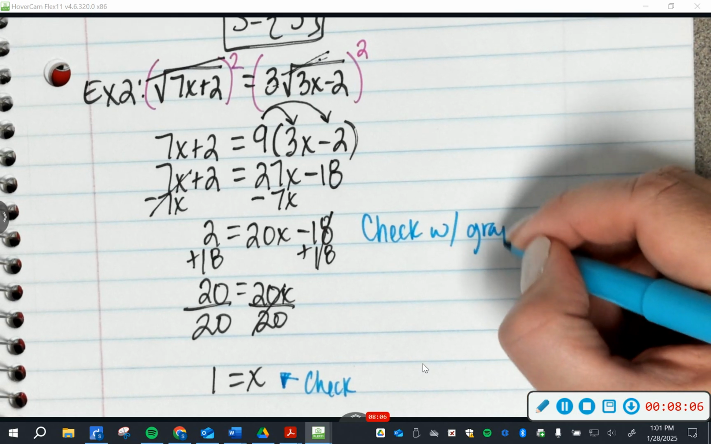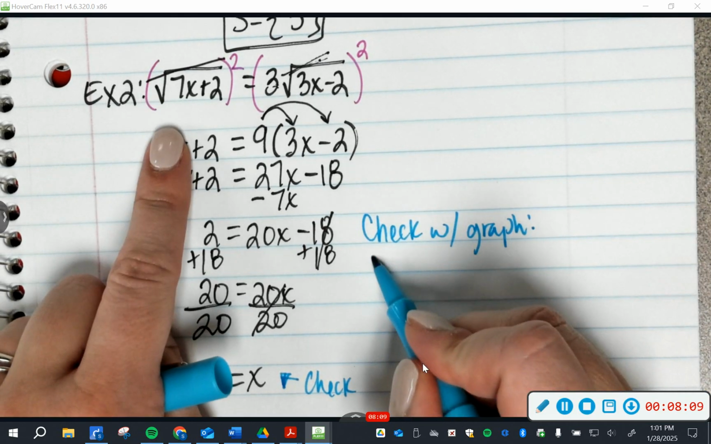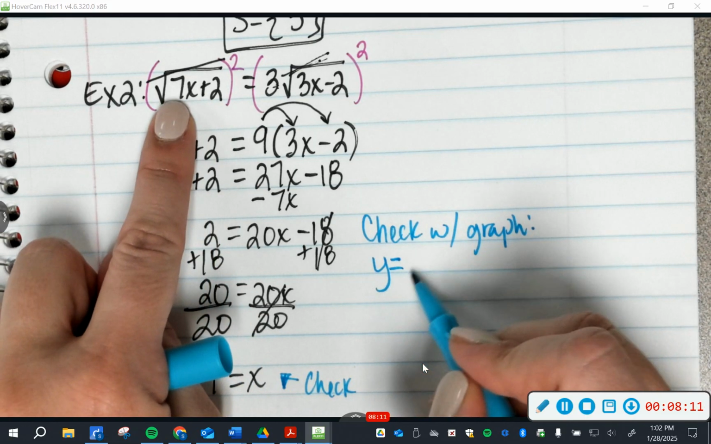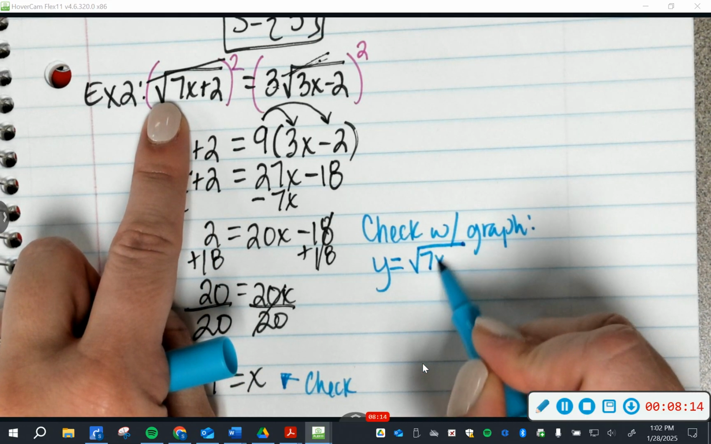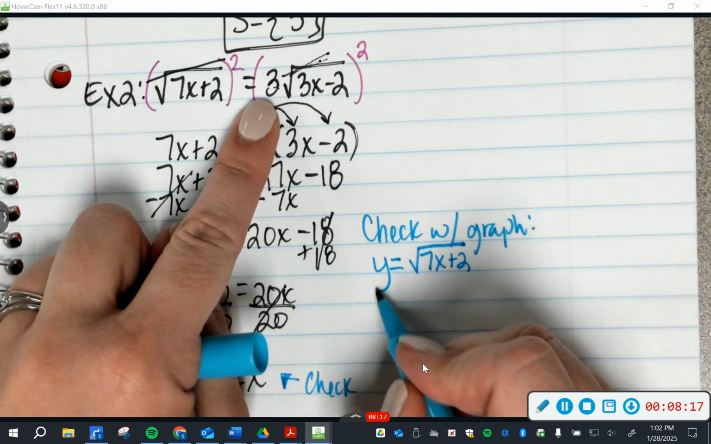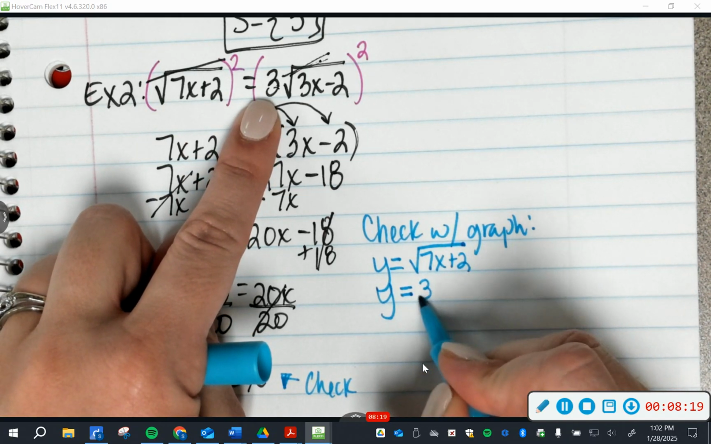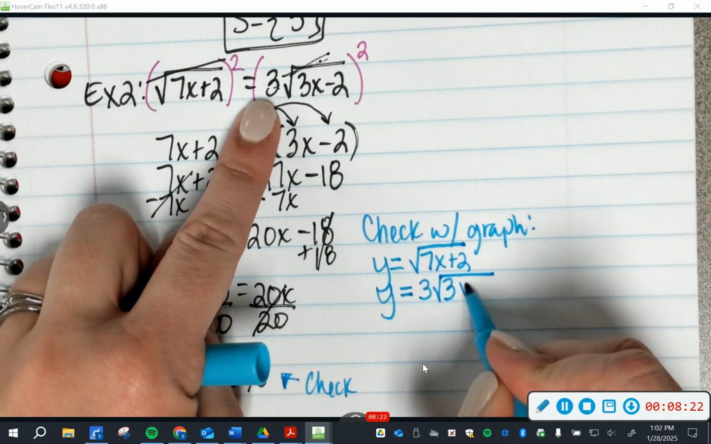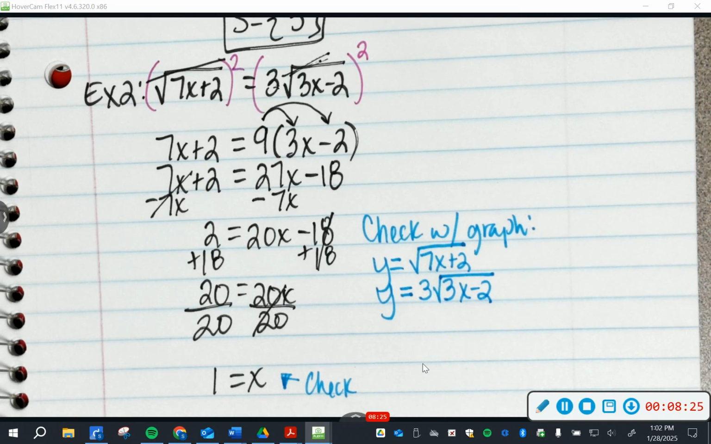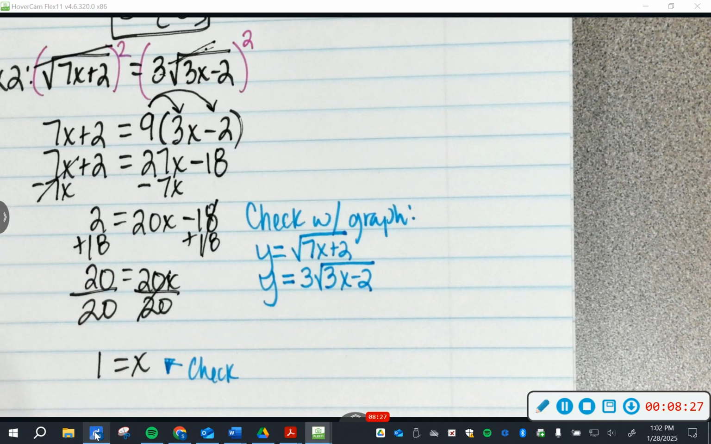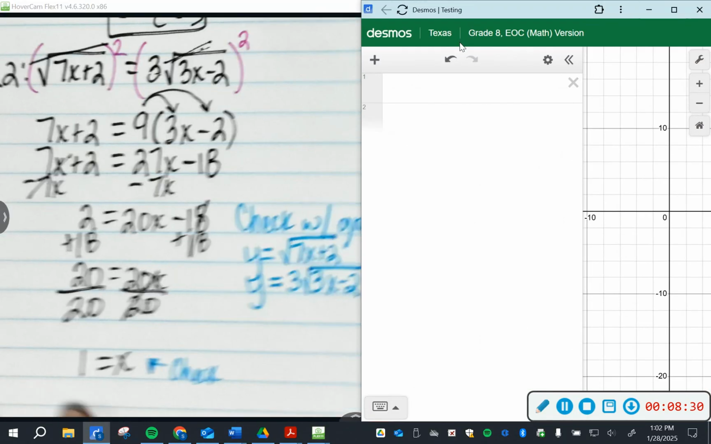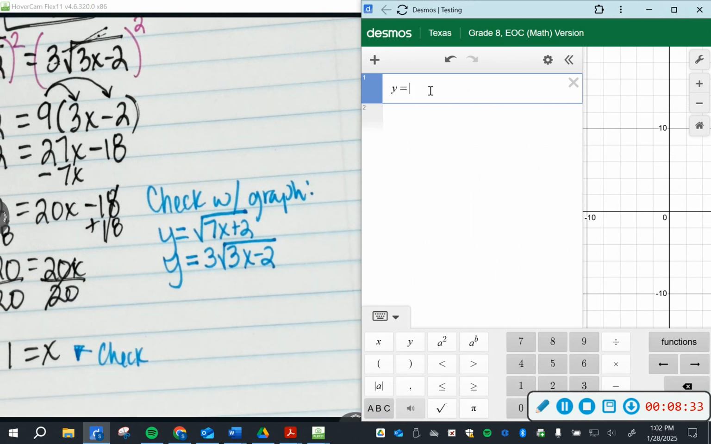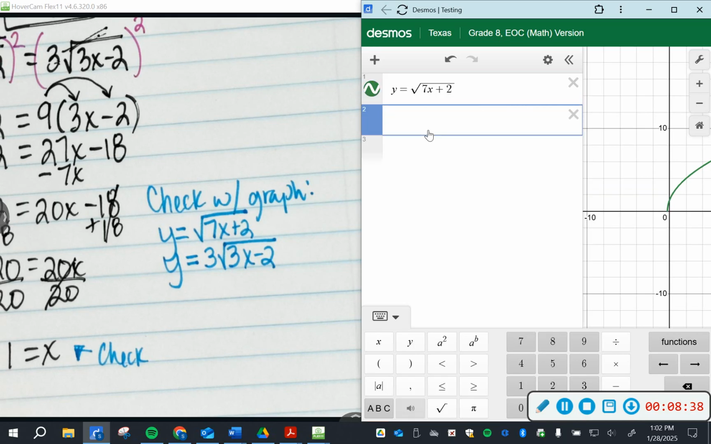Okay? To check with a graph, what you do is you make a function out of the left side of your equation. So y equals 7x plus 2. And then I make a function out of the right side of my equation. So y equals 3 square root of 3x minus 2. So now that they're both functions, I can graph them. Y equals square root 7x plus 2. Y equals 3 square root 3x minus 2.